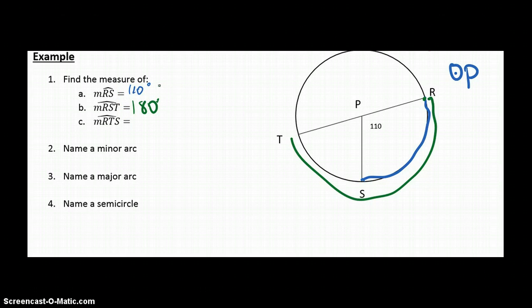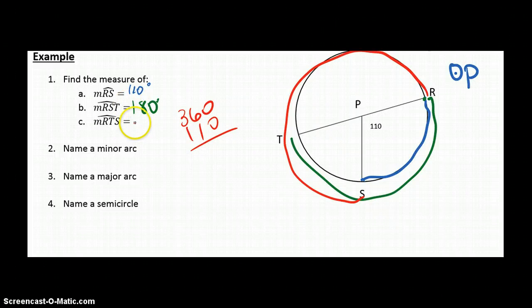And last, I'm going to do the measure of arc RTS. So this one is actually going to go the opposite direction. I'm going to have to take my pen, go to R, and go all the way around, follow to T, and then to S. So there's two ways you can do this. You could add up all of the arcs around the circle, or I could notice here that the only section that is not included in this arc is the 110 that I found earlier, arc RS. So I could take 360 and subtract 110 from that to give me the arc RTS, and that is going to be the measure of 250 degrees.